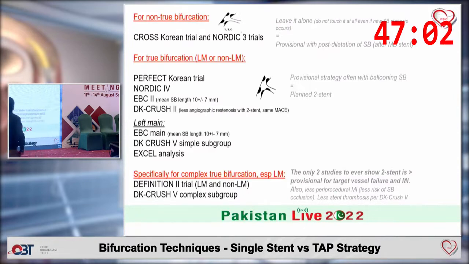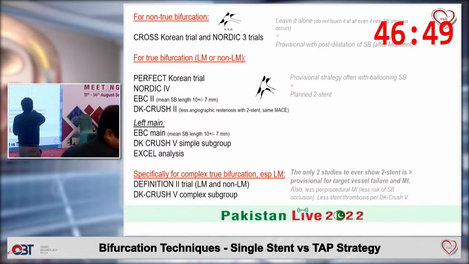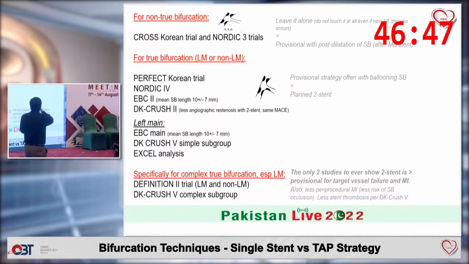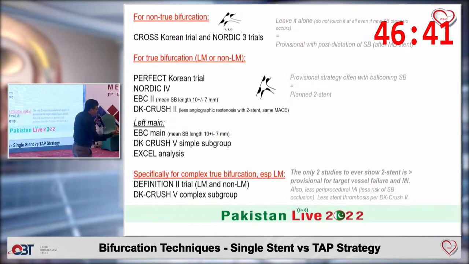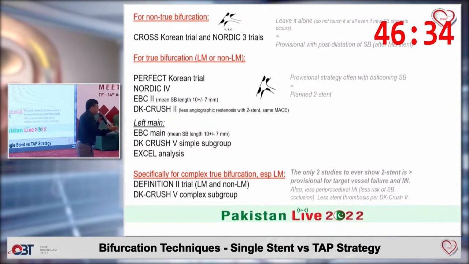So for non-true bifurcation, true bifurcation, and specifically for complex true bifurcation, I went across quite a few studies, and I was very surprised to see that in most of them, for non-true bifurcation, for example, where the side branch is not involved, the leave-it-alone strategy was good, just as Professor Tanvir said. If the side branch is not involved, you just keep a wire in it, and you don't need to stent it. You don't need to recross, you don't need to balloon, you don't need to kiss.